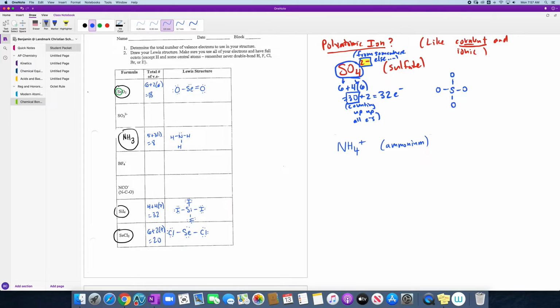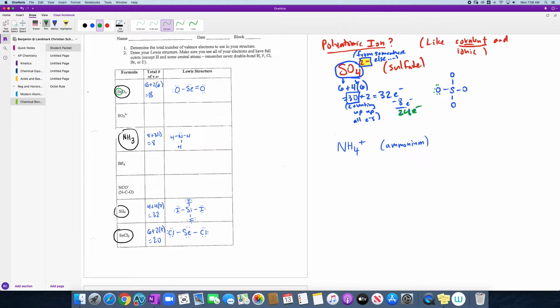I've used up 2, 4, 6, and 8 valence electrons. So I've used up 8. I've got 24 left. And so I'm going to place these 24 electrons, and I'll make those green for you so we can keep track of them. I'm going to place those 24 electrons as lone pairs.